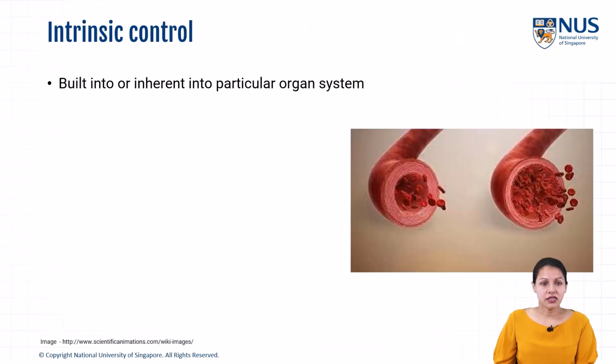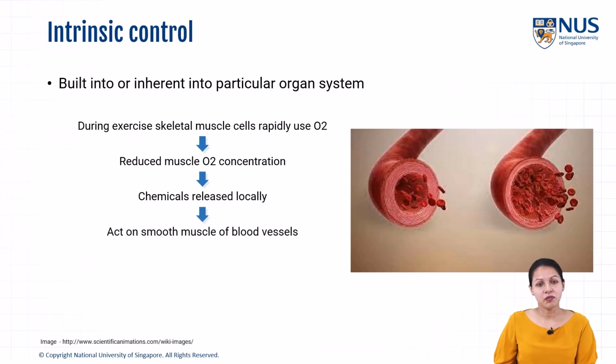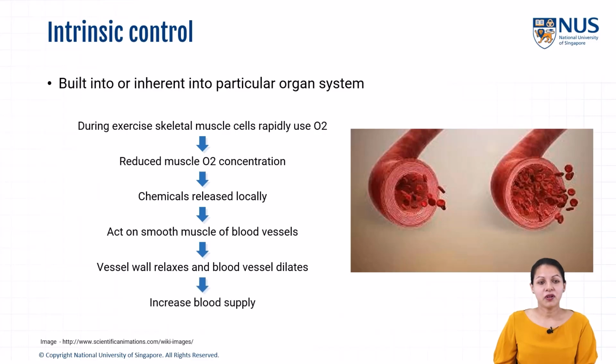So intrinsic control is inherent to a particular organ system. For example, in an exercising skeletal muscle, oxygen will be used rapidly and it will reduce the muscle oxygen concentration, and local chemicals will be released, and the chemicals will act on the blood vessels to dilate them, and it will increase the blood flow to the organ, and it will provide more oxygen to the tissues.